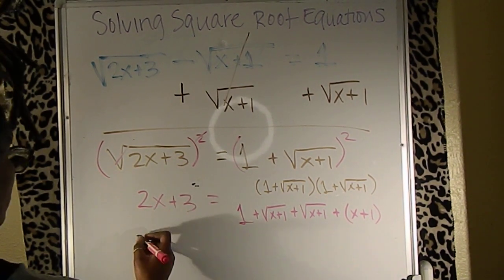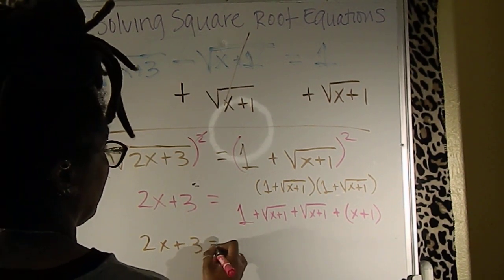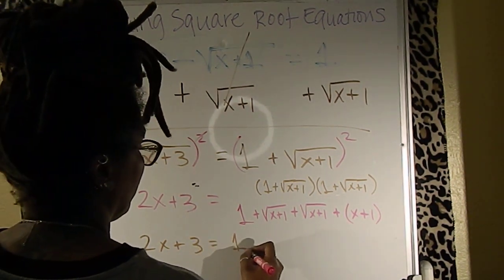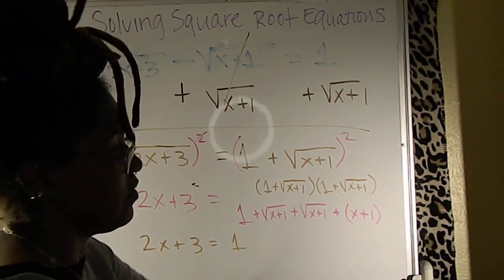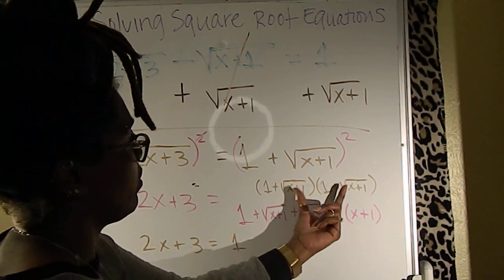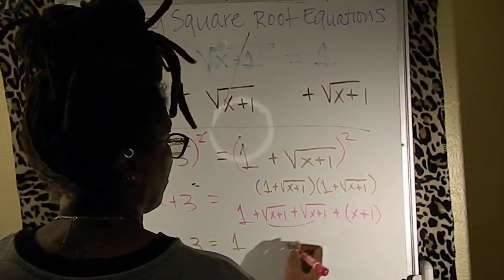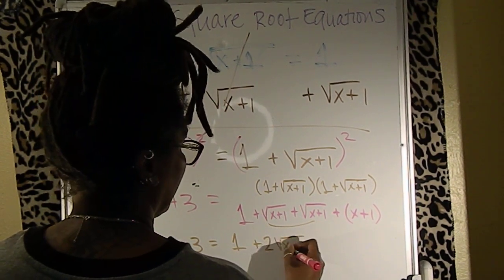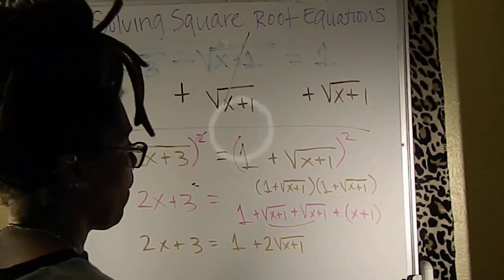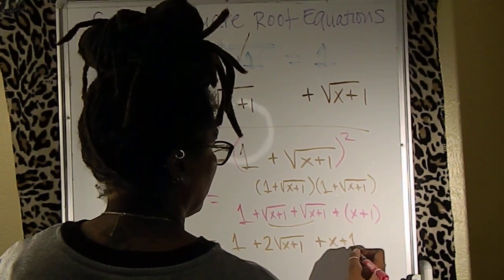We'll bring down our 2x plus 3. Right? And then combining our like terms, we get 1. And we'll go ahead and take this out of our parentheses because we held it just to show that we evaluated that. Combine these two because they're alike. So that gives us 2. Remember your rules of radicals, right? And then we're going to do plus x plus 1.